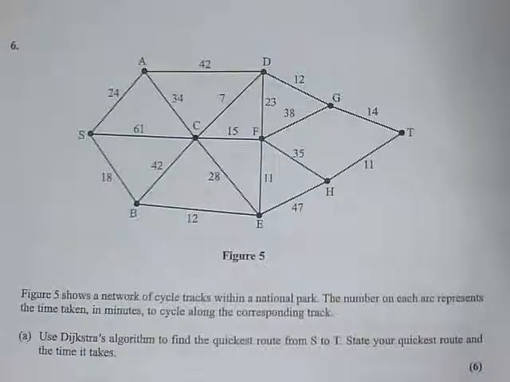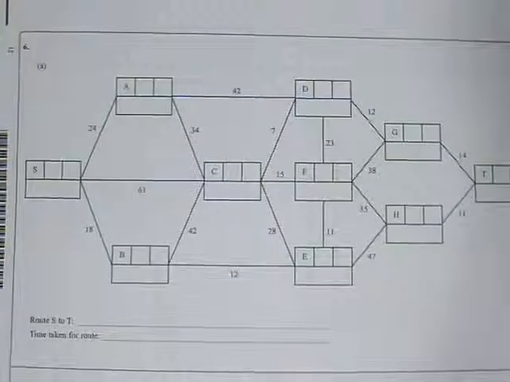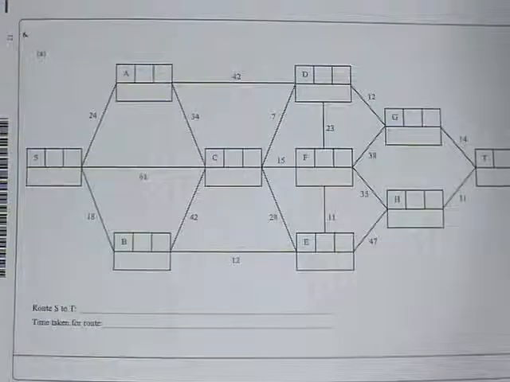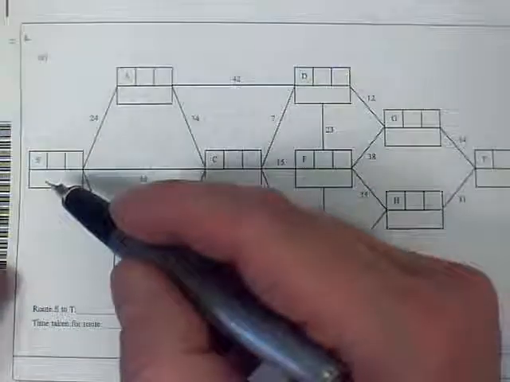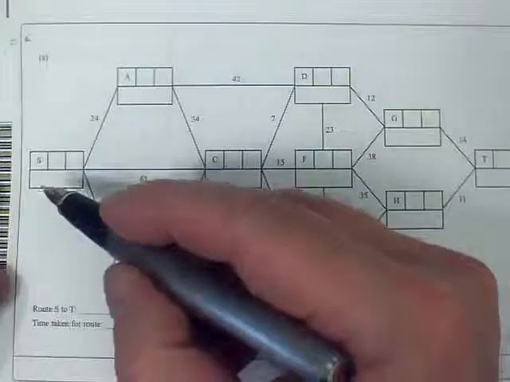Okay, question 6. It's Dijkstra's. So in fact, you're doing it on here. And some of you just aren't very good at being careful with Dijkstra's. I mean, it's as simple as that. What I need to see is your temporary labels here and just systematic working.